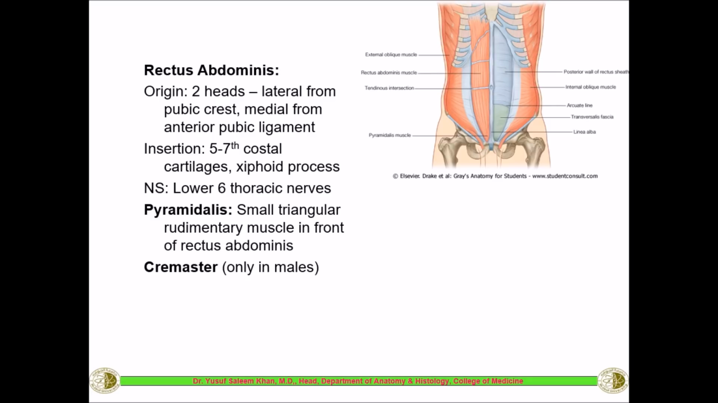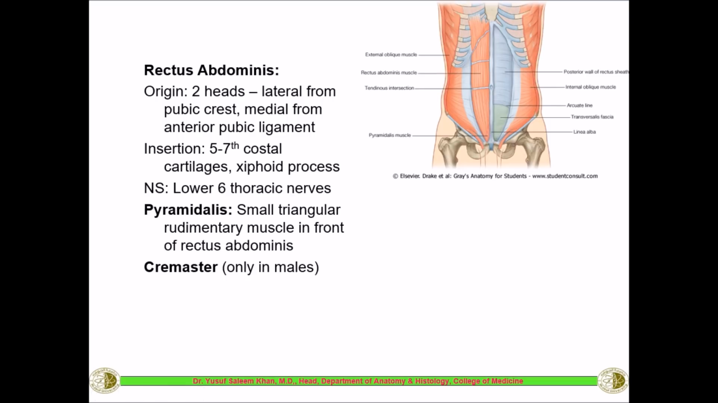Apart from this, there are two other very small muscles. One is called the pyramidalis. As I said, it is a very small triangular shaped muscle, that's why it is called pyramid. It is said to be a rudimentary muscle, and it is just in front of the rectus abdominis in the lower part. Near the origin of the rectus abdominis, it will be a small muscle on either side again. So all these muscles are in pairs.